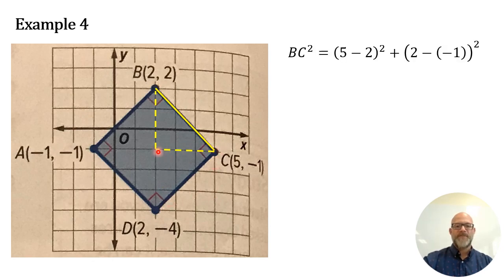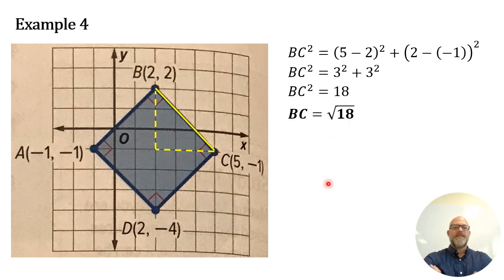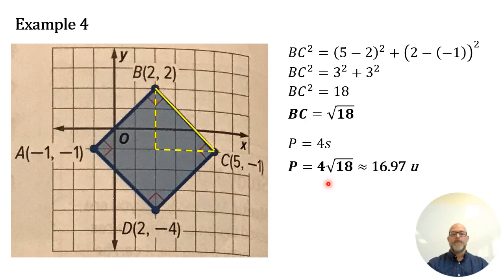So how do we get the base? It's going to be right minus left, or 5 minus 2. How about the height? It's going to be 2 minus -1. All right. So we get that BC squared is 18, therefore the length BC is the square root of 18. Now what do we want to find? Perimeter? Well, it's a square, so 4 sides, 4 times the square root of 18. That's the perimeter, which is 16.97 units. It's one-dimensional, so just units, not units squared.